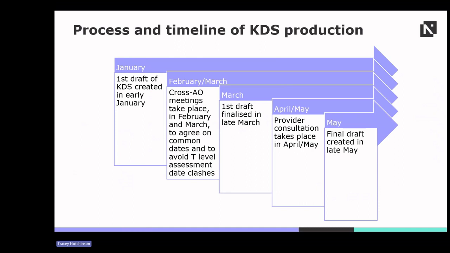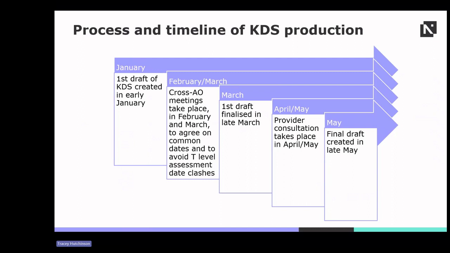So what are the processes and timeline of KDA production and how can you be part of this? So the first draft of KDA is created in early January. Cross award and organisation meetings take place in February and March to agree on common dates and to avoid T-level assessment date clashes. First draft finalised in late March.